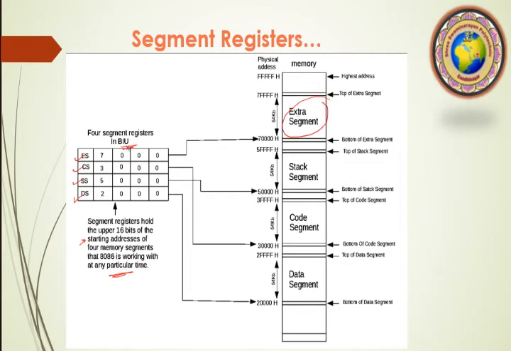Here is the extra segment. The starting address of the extra segment is 7000, and then 64 KB is added, ending at 7FFFH. How is it 64 KB? You have to calculate 2 raised to 16, that is, 2 raised to the power of 16.